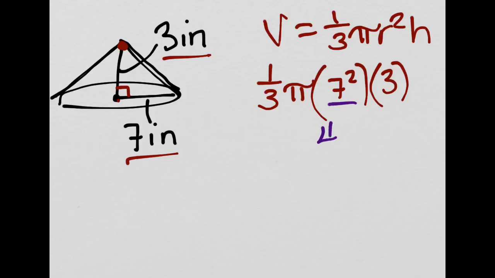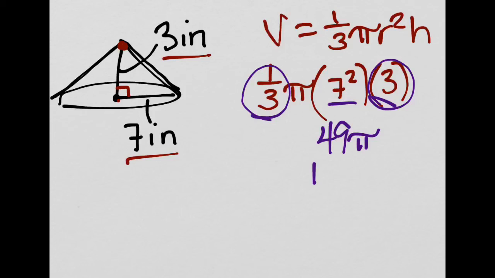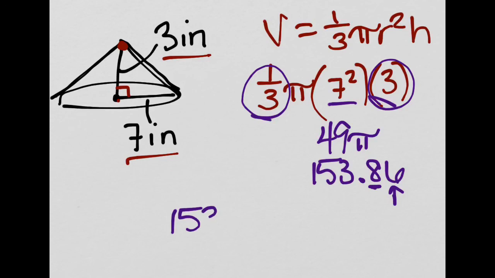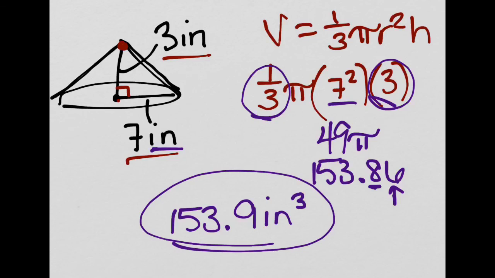7 squared is 49. And then I can look at this, and again, my 1/3 and my 3. 3 divided by 3 is 1. So I'm just saying 49 times pi. So 49 times 3.14 equals 153.86. I want to round to the nearest tenth, so this right here is going to make it go up. So I'm going to have 153.9. My label was inches, so it's inches cubed. Volume is always cubed.